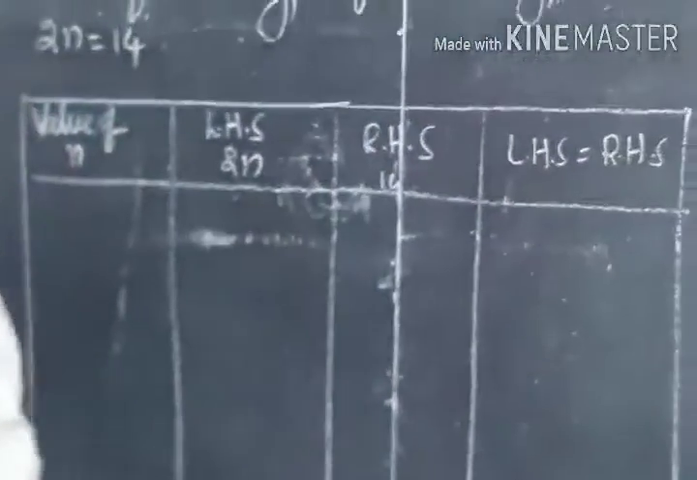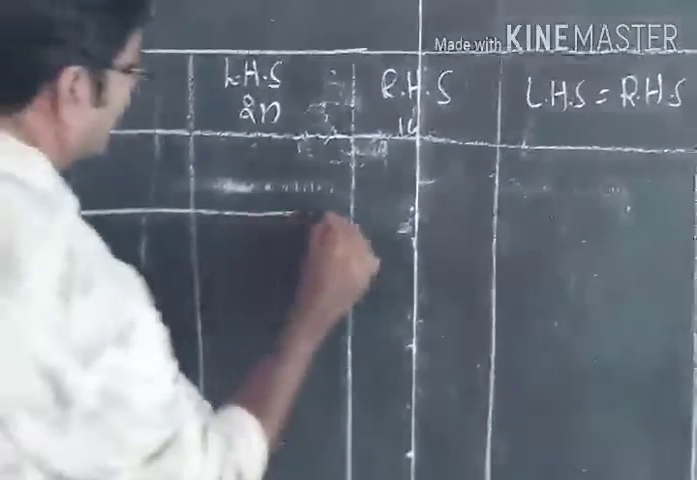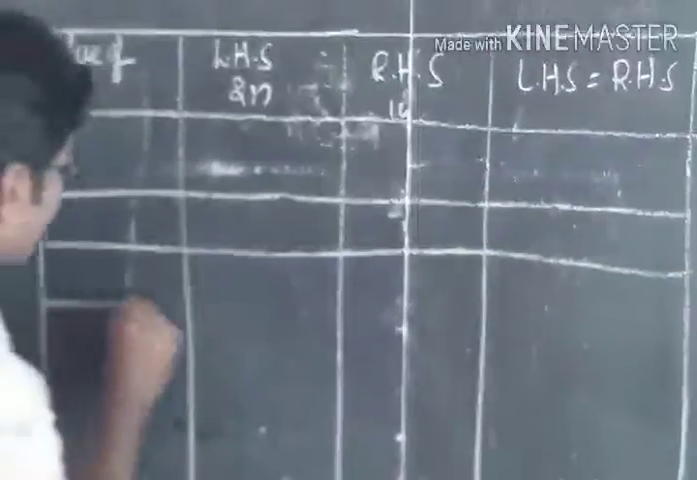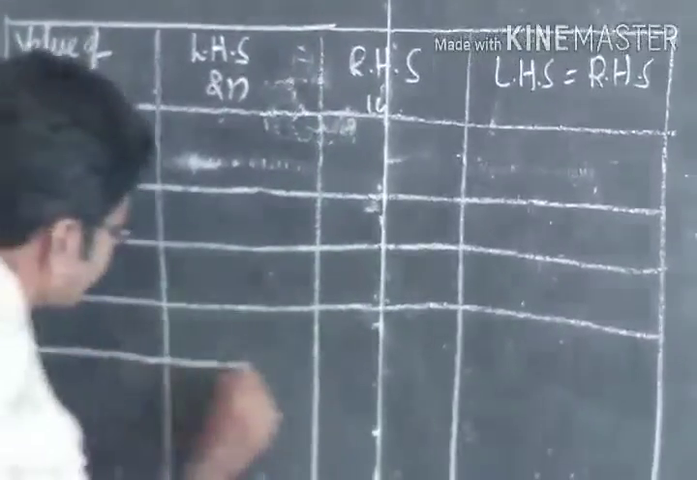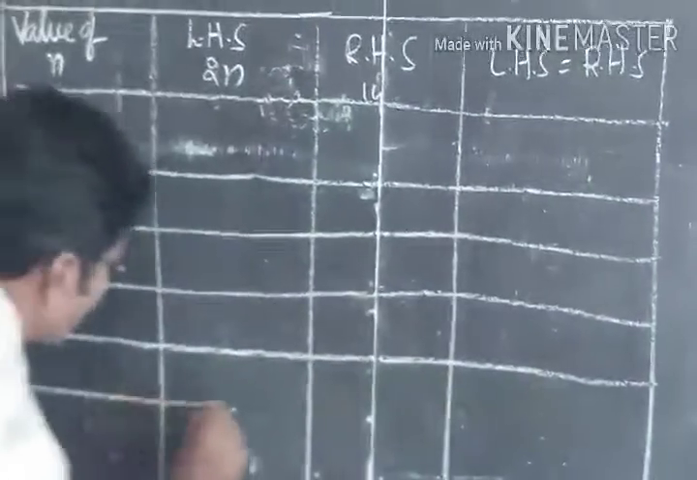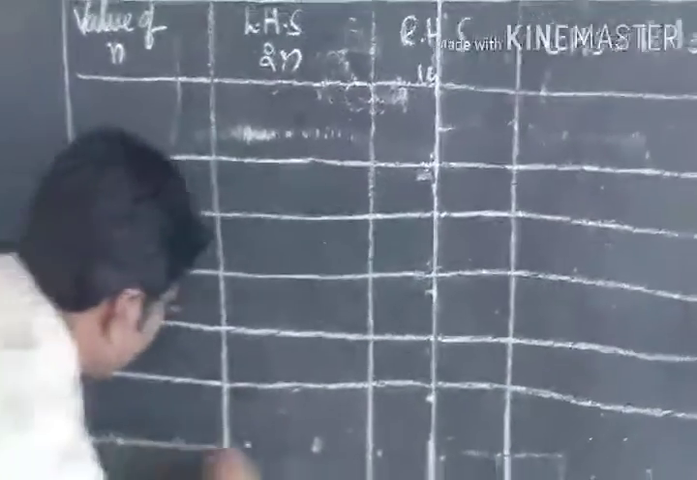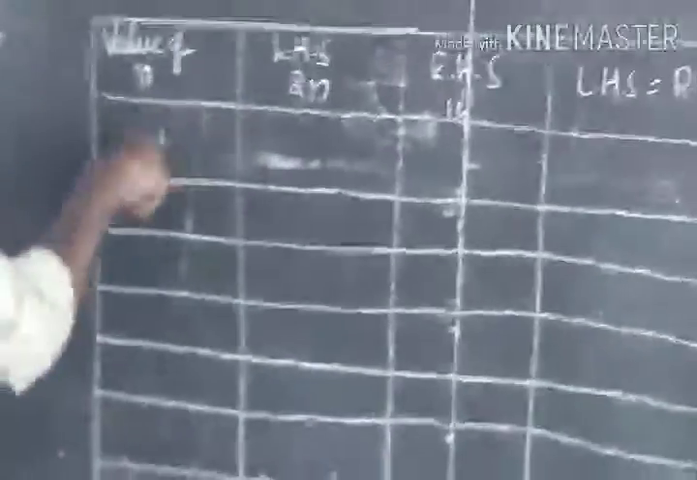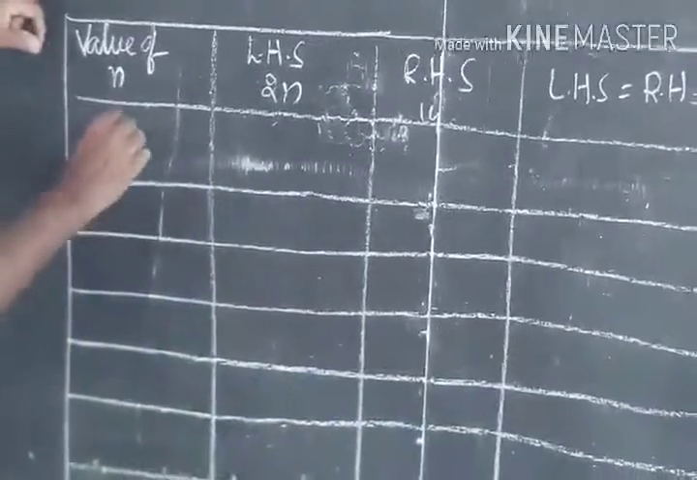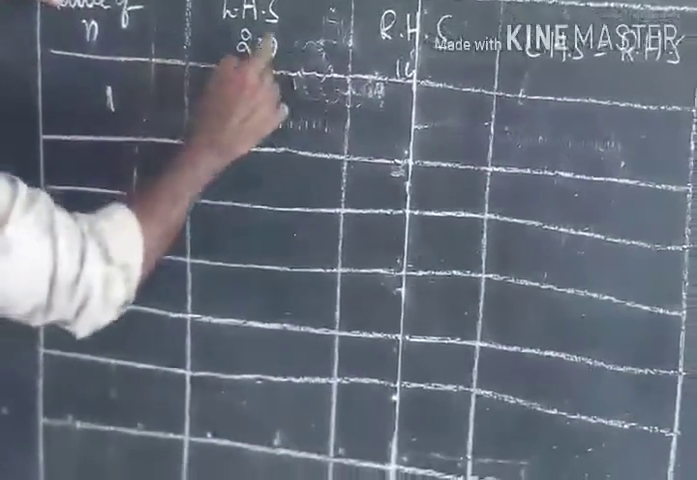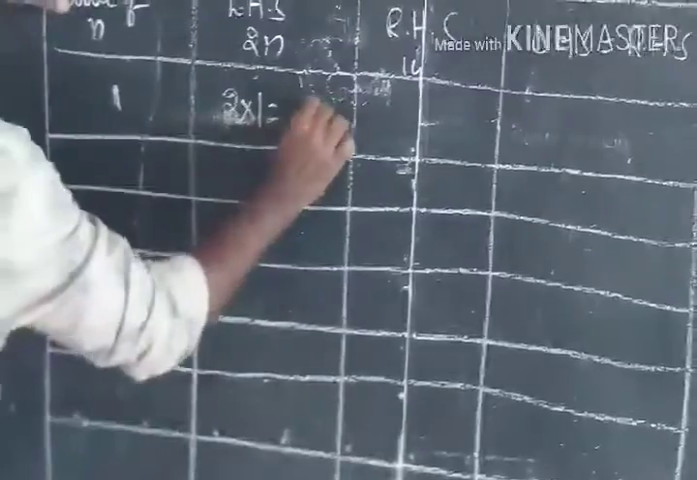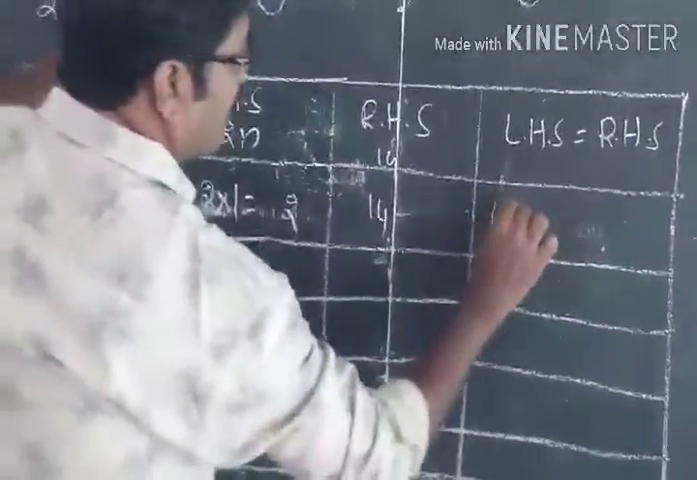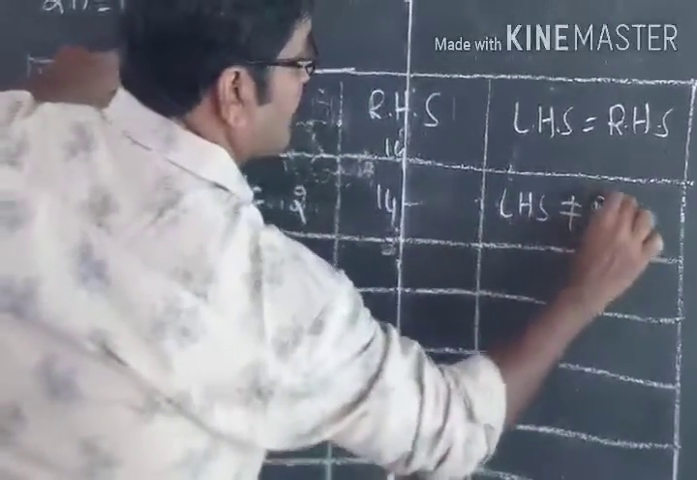Okay children, first n is equal to 1, like that also, then 2, 3, 4, 5, 6, 7. See, look here, we take n is equal to 1. In place of n, 1: 2 into 1 is equal to 2. RHS is 14. Both are equal? Not equal. LHS is not equal to RHS.